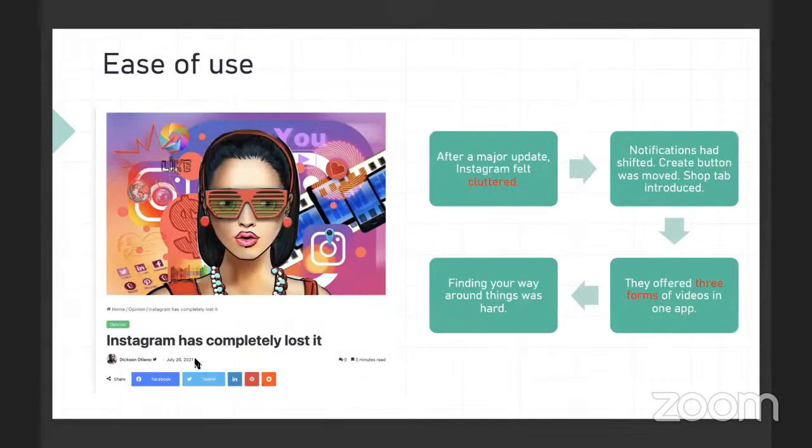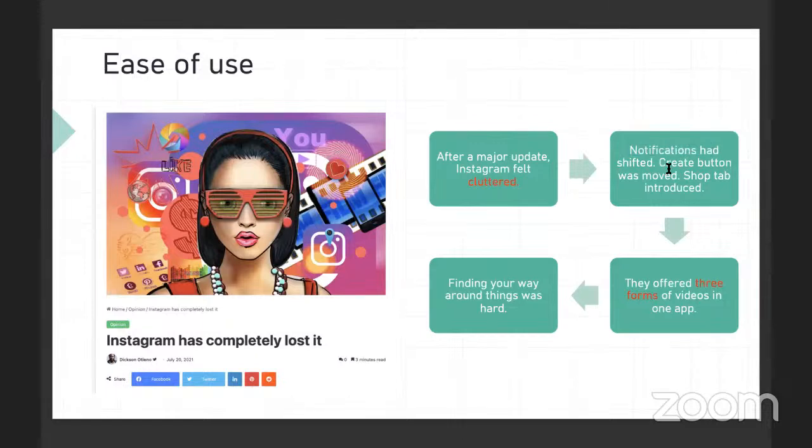it's now over 2 years ago, I think, Instagram had a major update, and I wrote something about it called "Instagram has completely lost it." Because after the major update, the app felt very cluttered. Everything was everywhere. If you use Instagram, you can bear witness that that was the case. So, for example, the notifications tab had moved. It's now at the top.